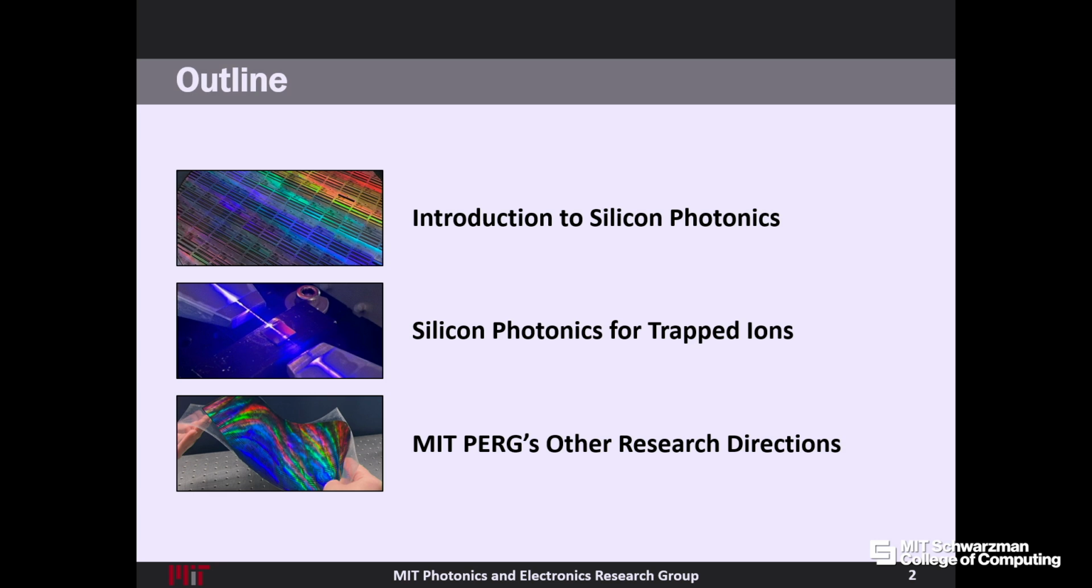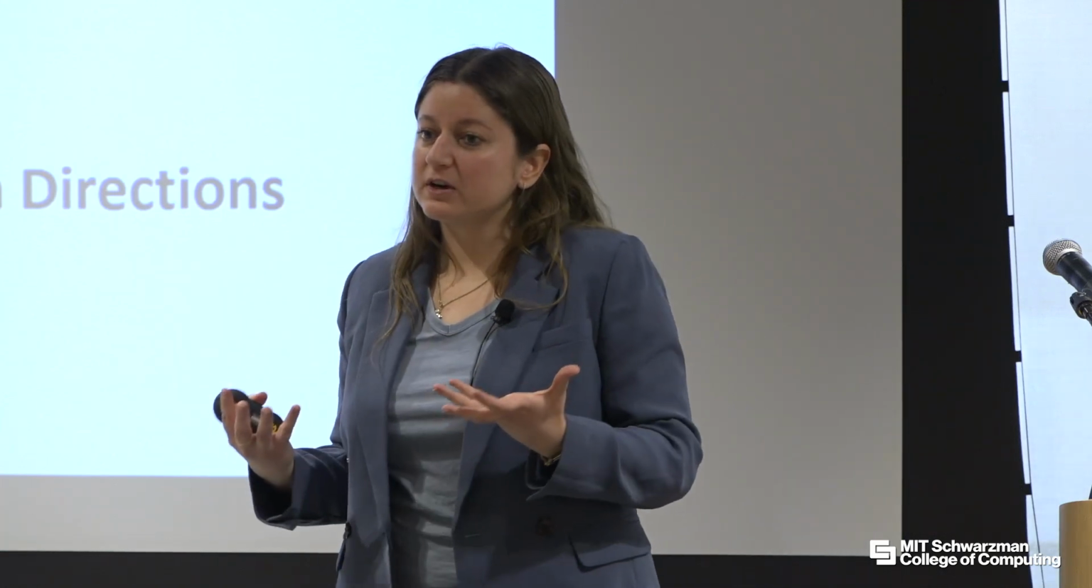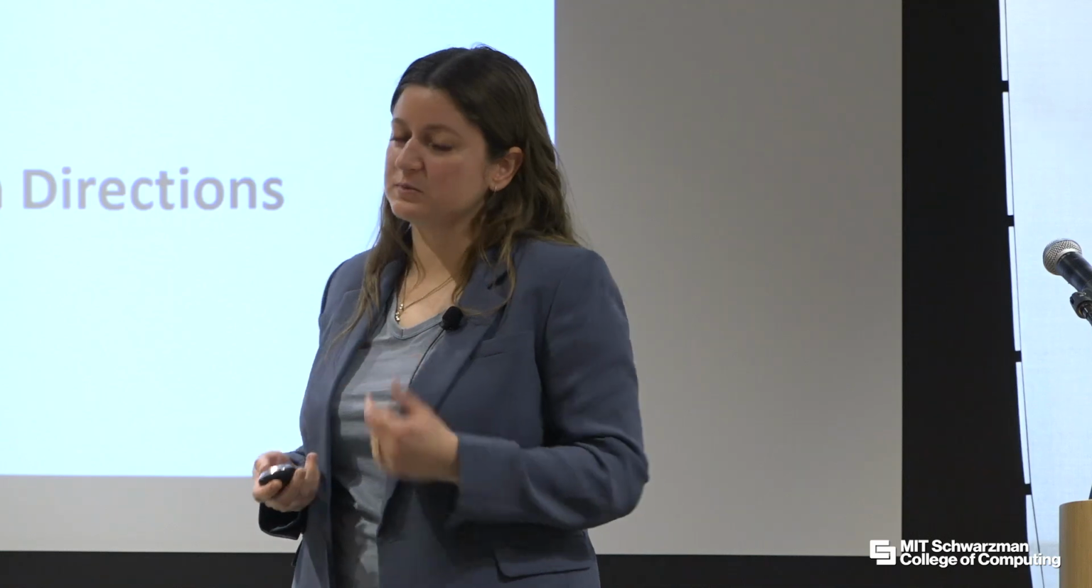So this will be a little bit of a switch in topic. The last speaker was really talking a little bit more about algorithms and how you do these advanced gate operations, things like that. Now we're going to switch more to the engineering side of things. How can we deliver light to interface with different types of qubits, and specifically trapped ions in this case? So let's start with an introduction to silicon photonics.